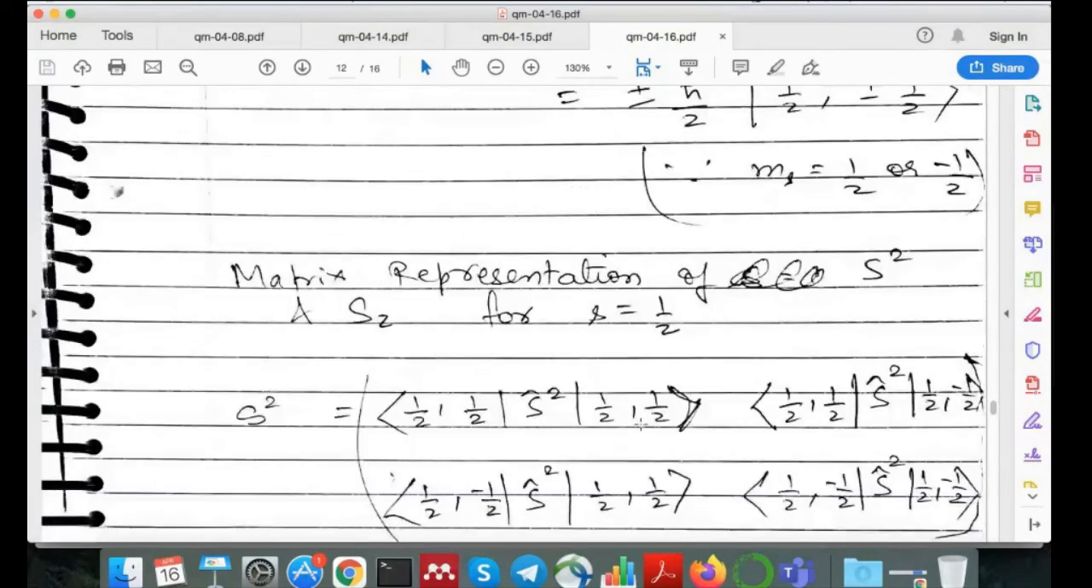We can also represent S square and Sz in terms of matrices.